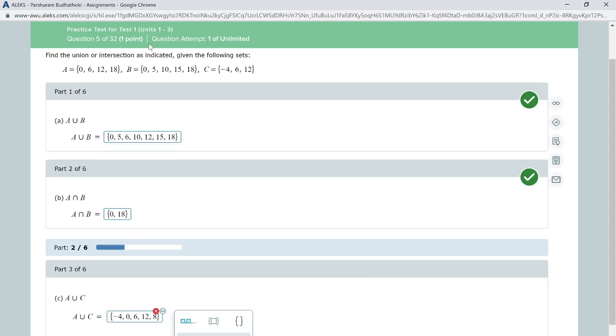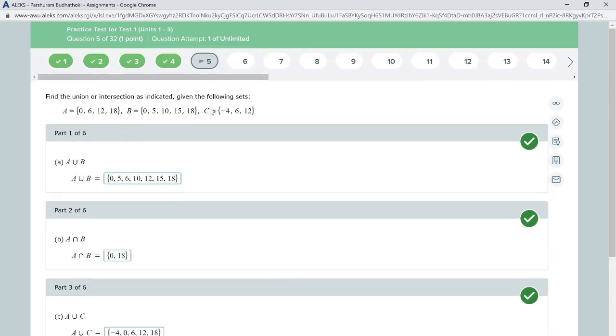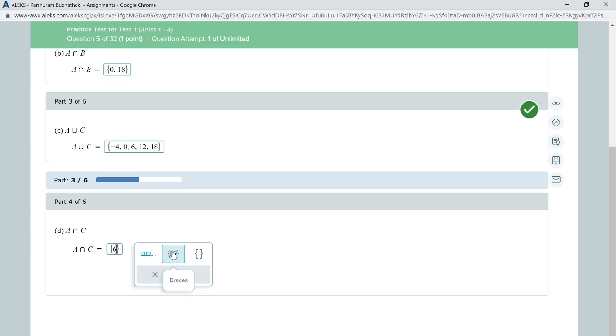What did I do wrong? Negative 4 is here, 0 is here, 6 is there, 12 is there. Oh, instead of 18 I wrote 8, so let me recheck it. Okay, that's the right answer. And intersection, the very same idea. Intersection of A and C means common things, which is 6. As you can see, 6 and 12. 6, comma 12.